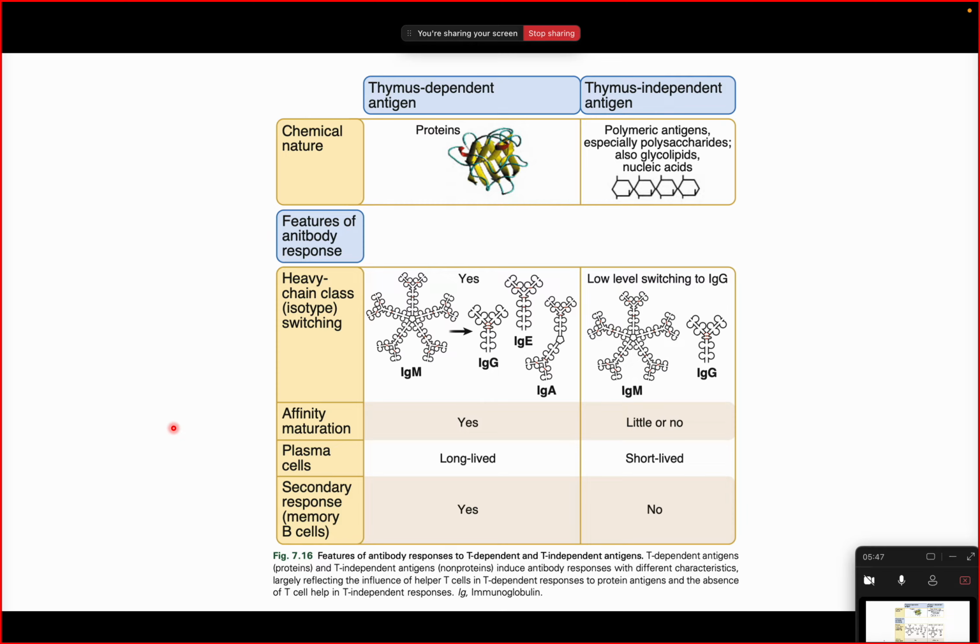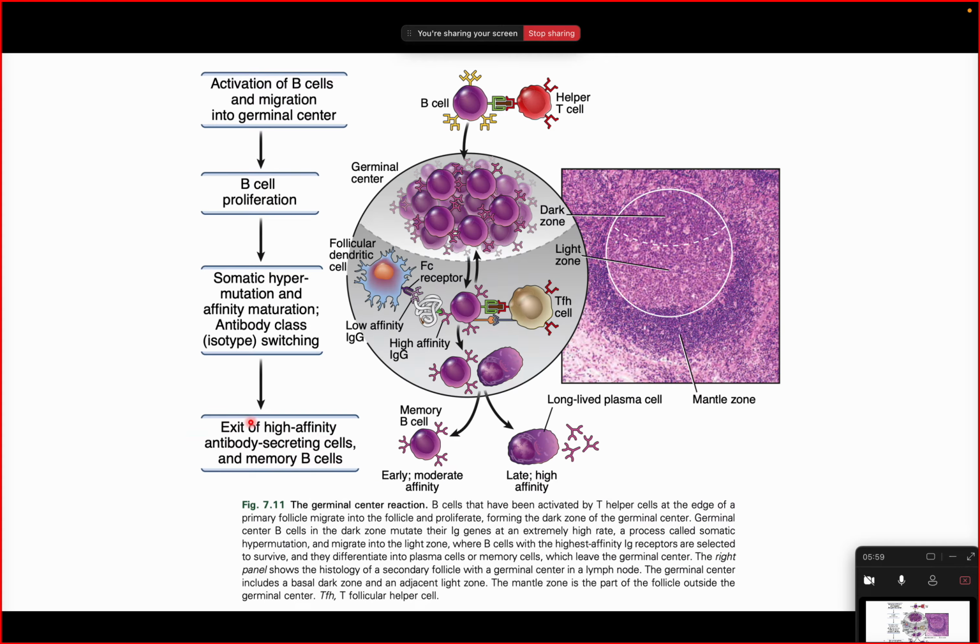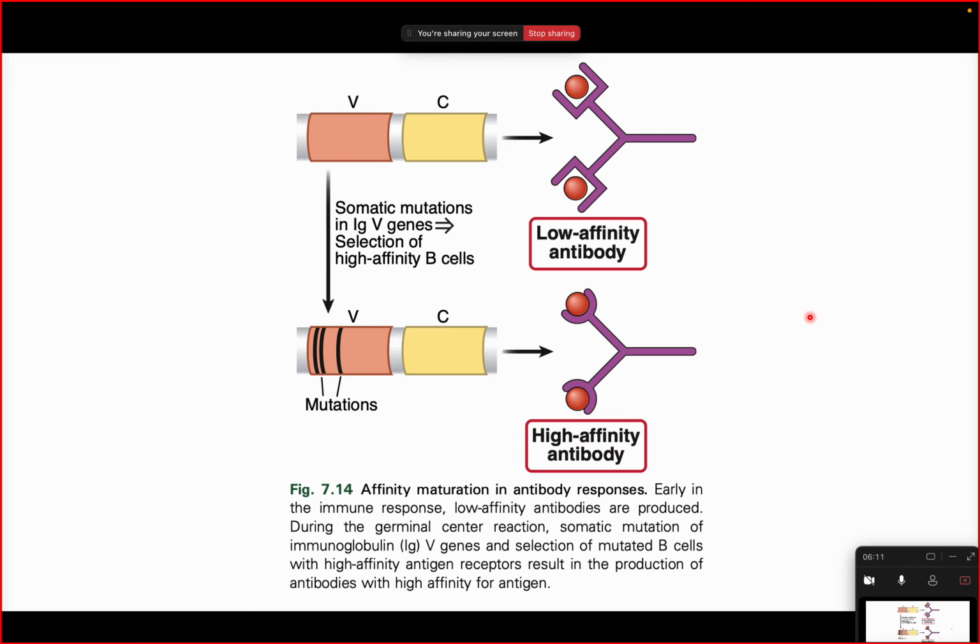Okay, so we were seeing how basically the immune system is working in the lymphoid organ, and especially what happens exactly at the germinal center. So if you remember, this was the germinal center. Now you know in the dark zone and in the light zone what kind of cells are predominantly present. Okay, so now continuing our discussion.